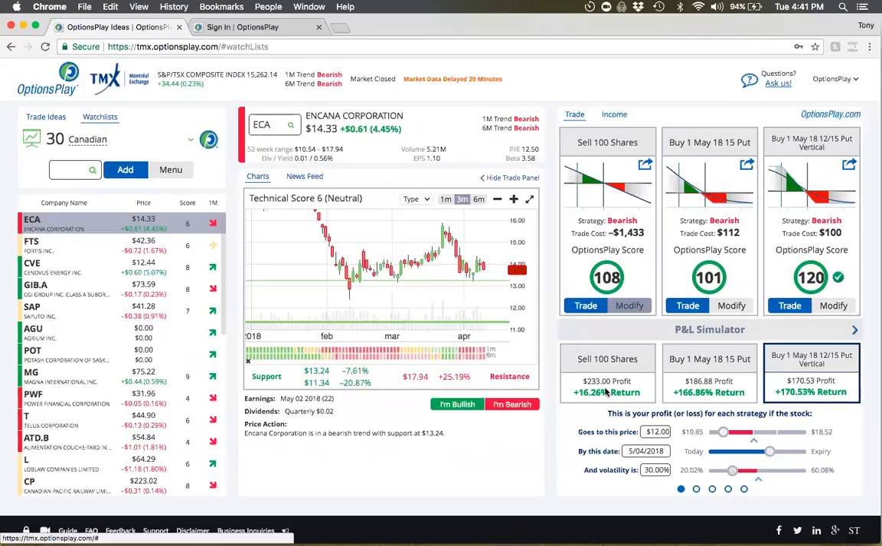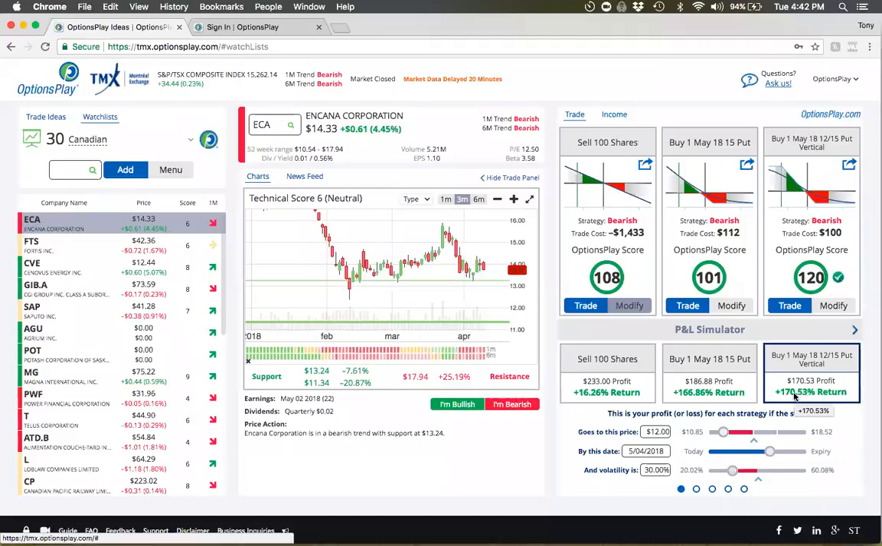So as you can see, if you had shorted the stock, you make a 16% return. If you bought this put, which cost $112 a contract, you make 166% return. This is really why trading options during earnings is usually quite attractive, because you typically can see some very large returns in a short period of time. This is talking about May 4th, so a little under a month. We're talking about 166% return. But as you can see, this put vertical here, 170% return.